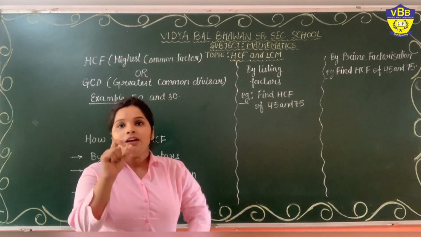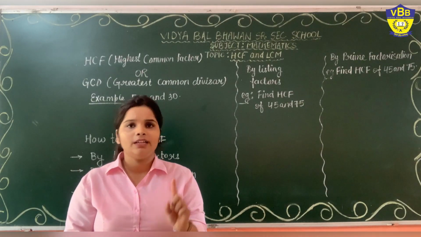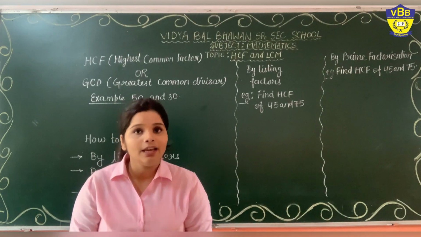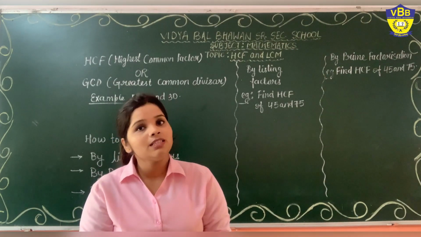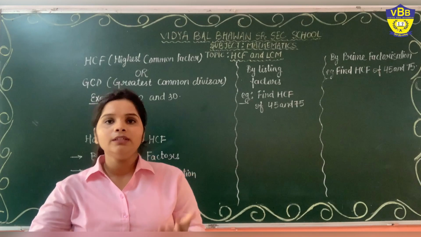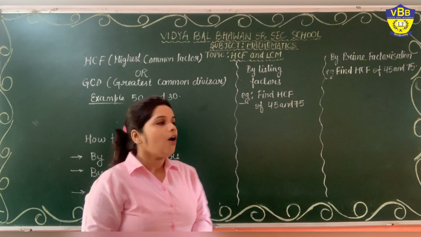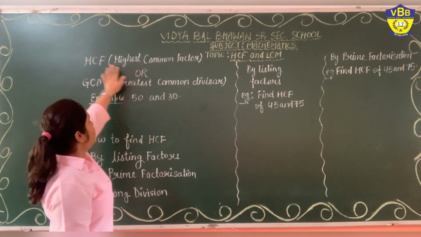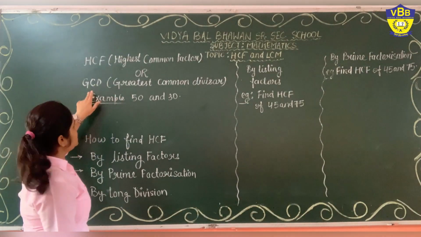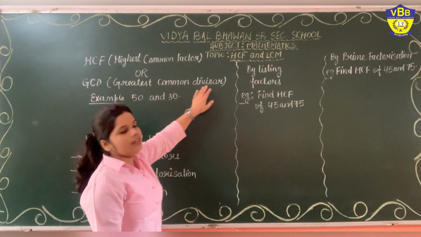When we find the common factors, suppose we get common factors like 1, 3 and 9. Out of these three common factors, the highest one is 9. So what is the highest common factor? The highest factor which is common to the given numbers. So this is the highest common factor, or HCF, which is also known as GCD. The full form of GCD is greatest common divisor.